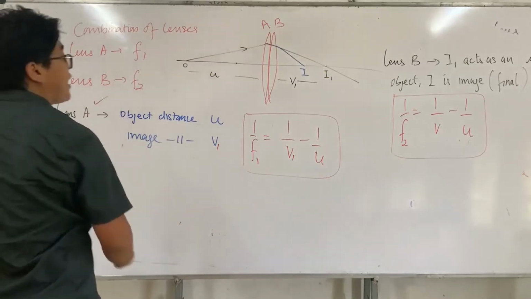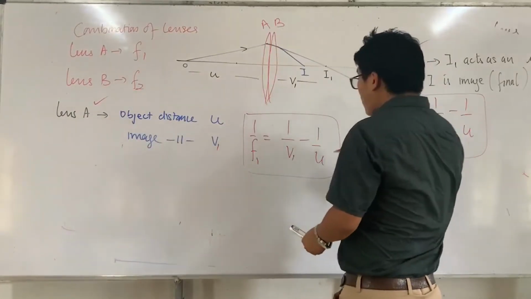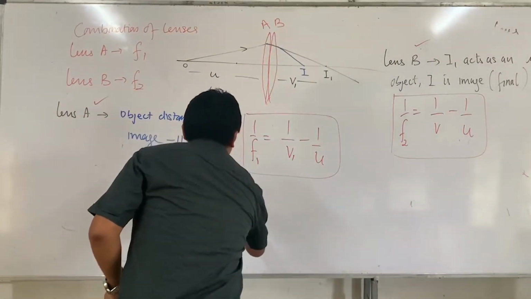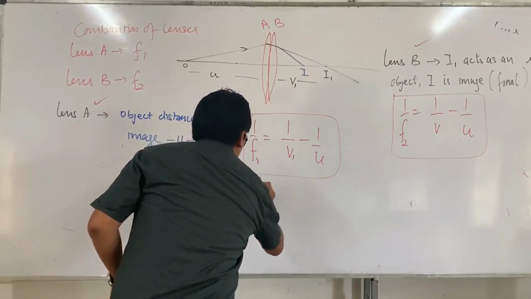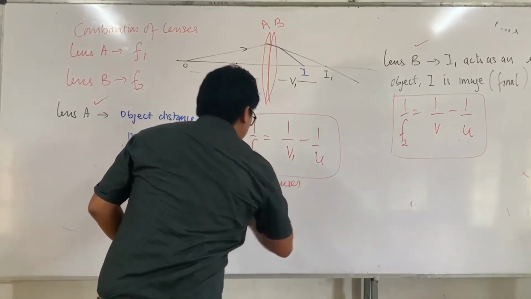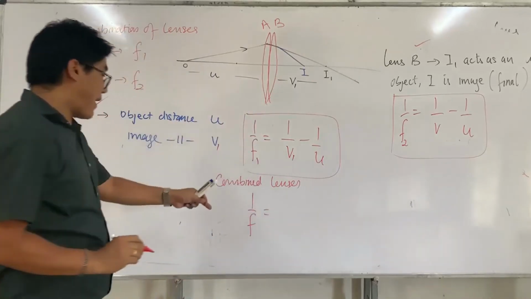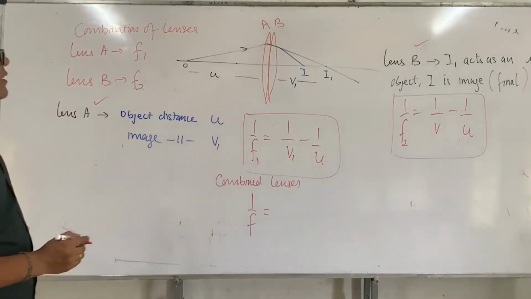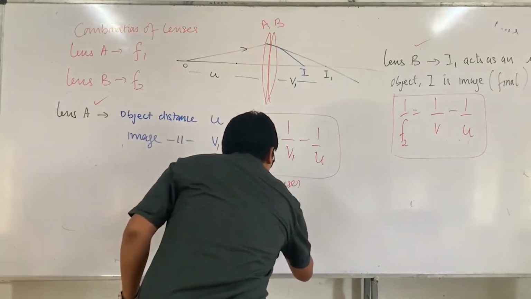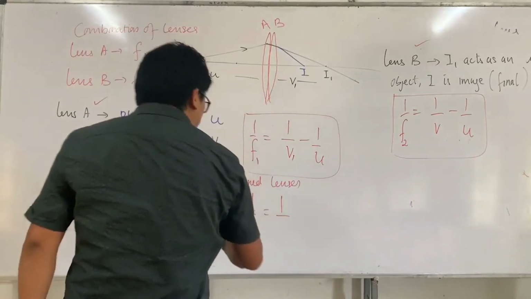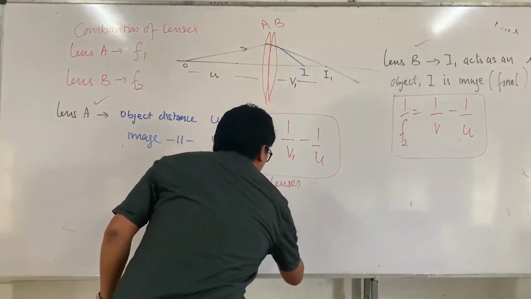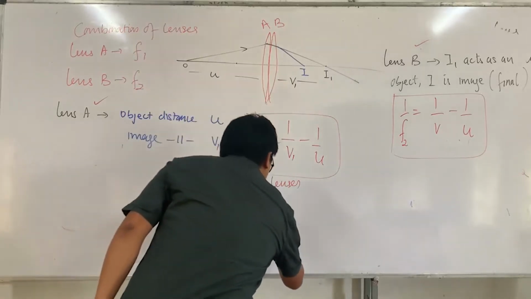Alright. Now finally, what about the combined lens? This is for lens A, this is for lens B. Now for the combined lenses, I write here, this is the focal length of the combined lens. And then, what about the object? The object is going to be U, and the final image is going to be I.